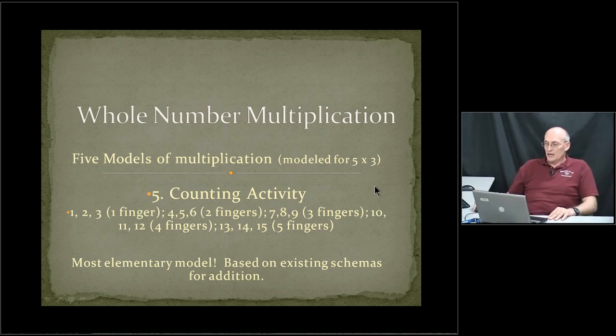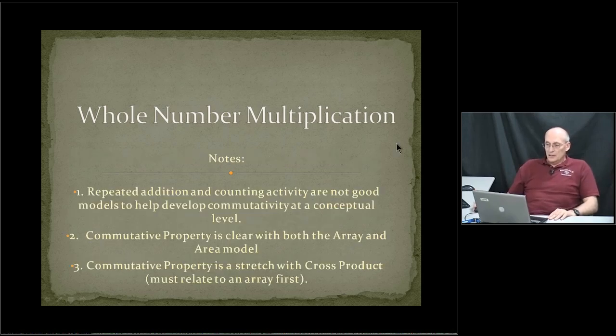So 5 different models there. Here's a couple of notes, and these are really just notes to let you know what's going to happen in class, what's coming up. We will talk a little bit about this, but repeated addition and counting activity are really not good models to help develop commutativity.